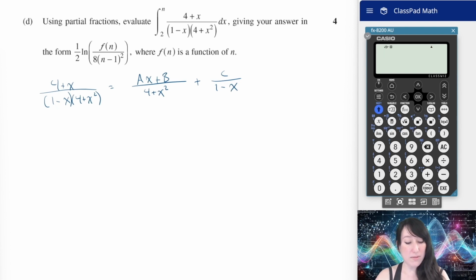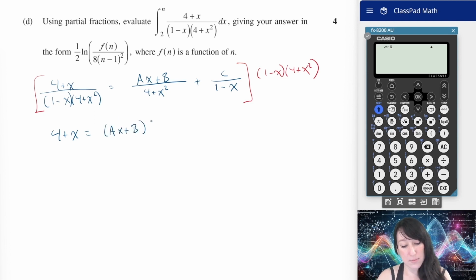Now the way I work these out is I multiply everything by the full denominator on the left. On the left-hand side, we just get 4 plus x. On the right-hand side, for that first fraction, the 4 plus x squared cancels, so we get ax plus b multiplied by 1 minus x. And then on that second fraction, the 1 minus x cancels, so we get c times 4 plus x squared.